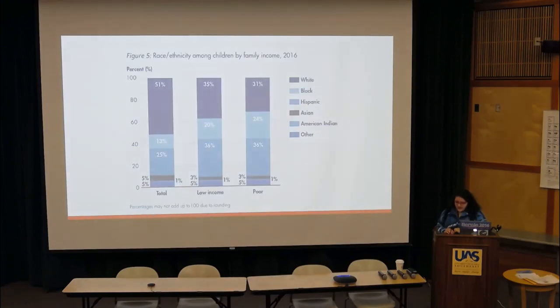This graph from the National Center for Children in Poverty shows race and ethnicity among children by family income in the United States in 2016. For low income, 35% are white. For people at the federal poverty level, 31% are white, 24% are black, and 20% of low income are black. So yeah.